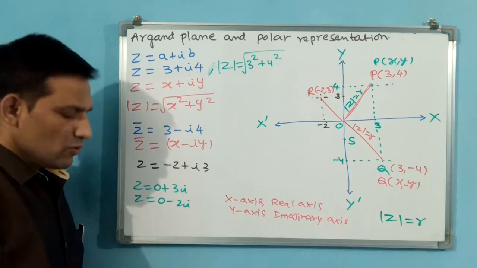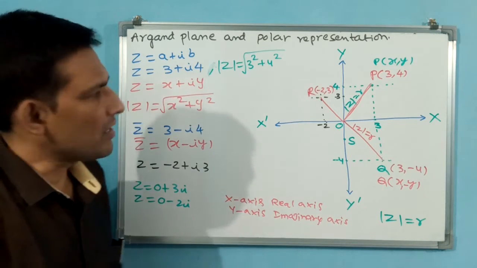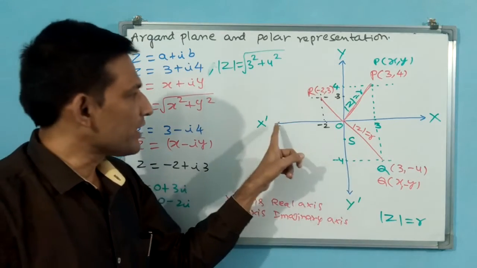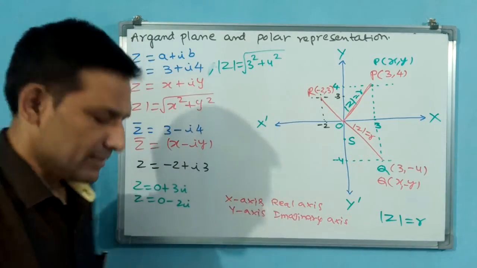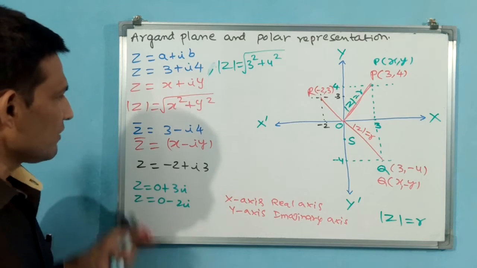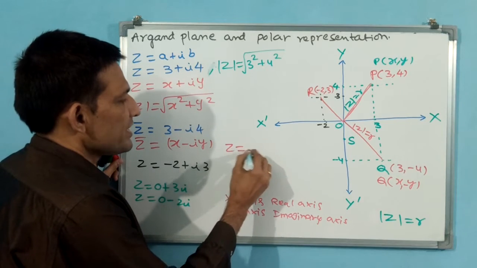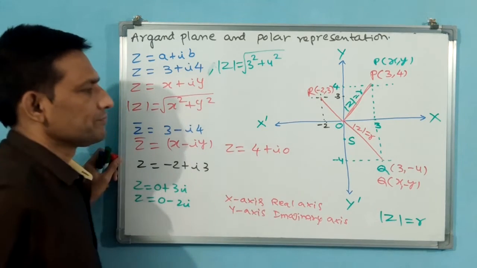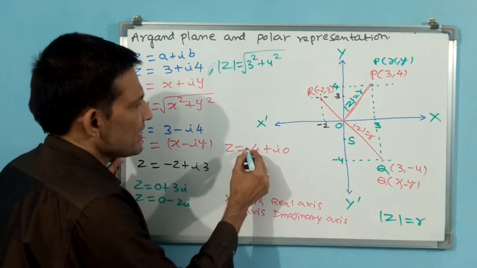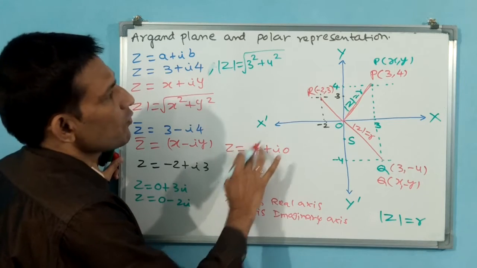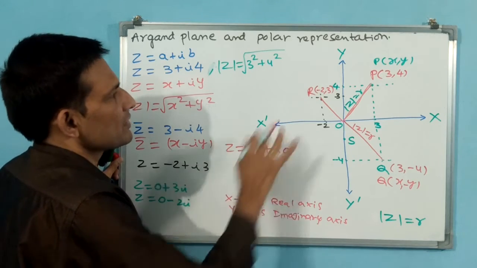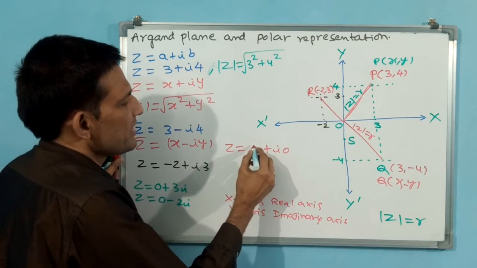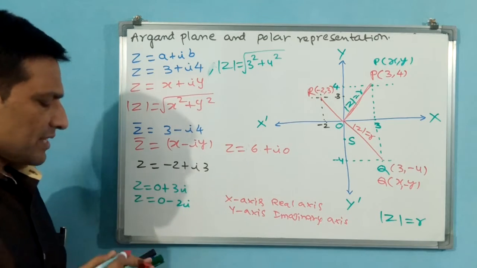Pure imaginary points are on the y-axis. Pure real points are on the x-axis. Real also, you see one real number only. Z is equal to, say, 4 plus i0. Or else I am taking it as minus 4. No, not minus 4, 4 we have already taken. Don't take 4, because you cannot keep it. Let me take 6: 6 plus i0.